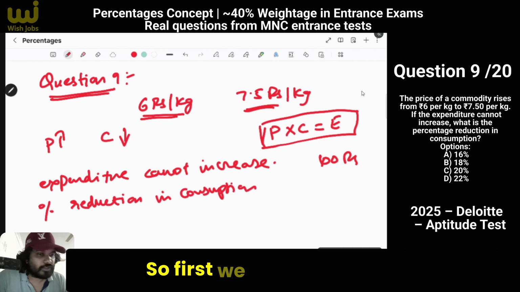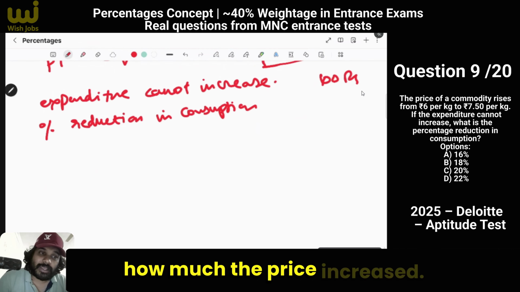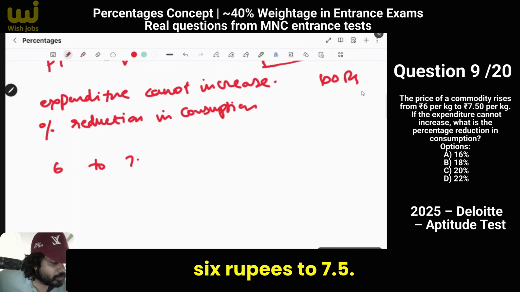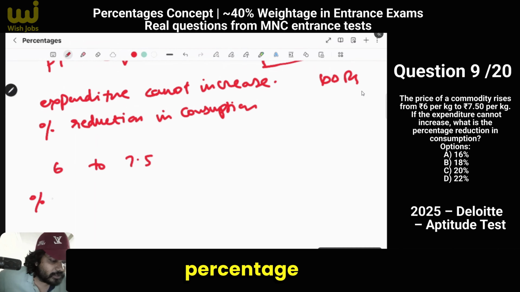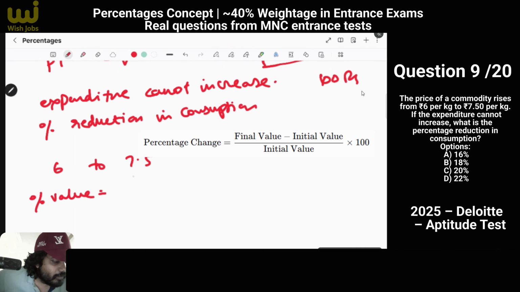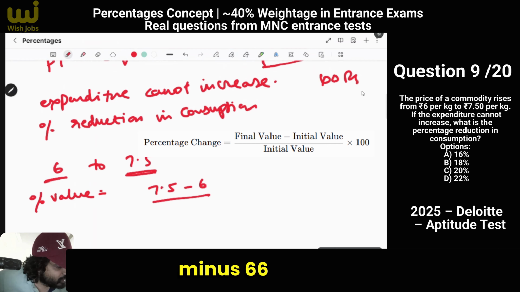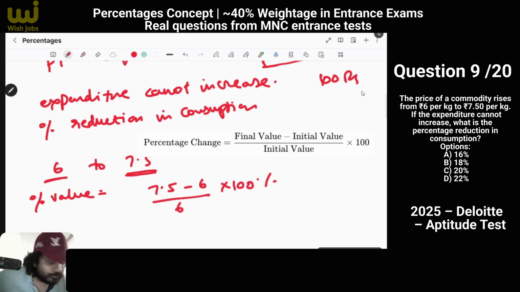Okay, so first we need to find out how much the price increased. It increased from 6 rupees to 7.5. So to calculate the percentage value, you know the formula, right? Final minus initial: 7.5 minus 6 divided by 6 into 100%.